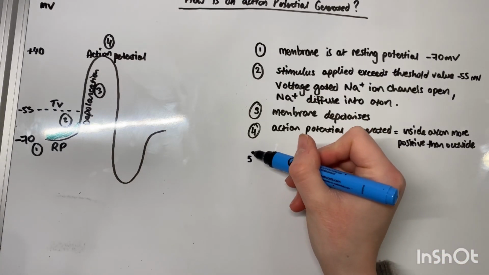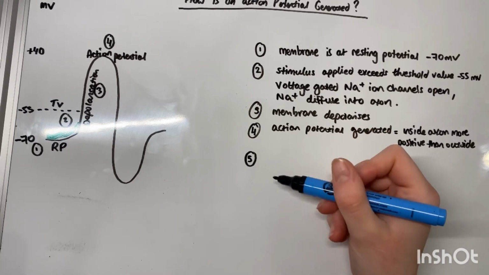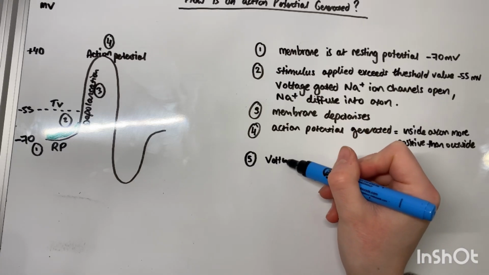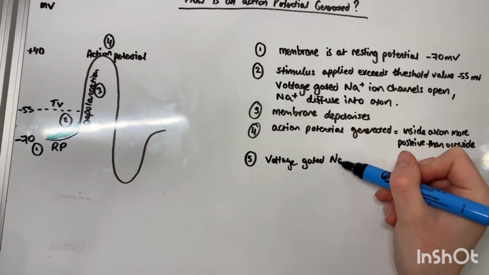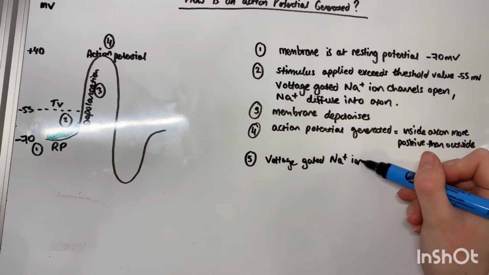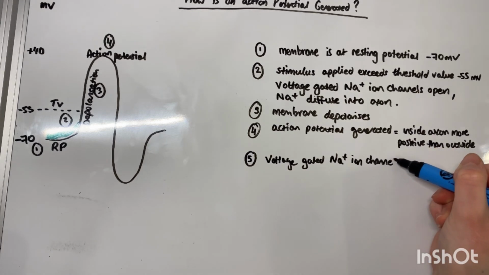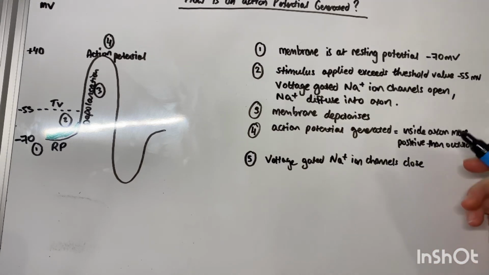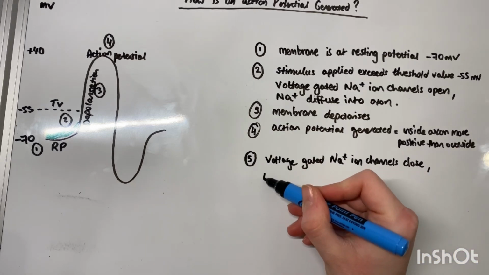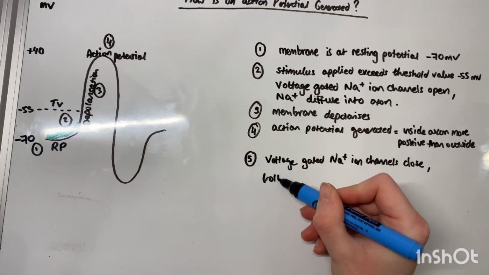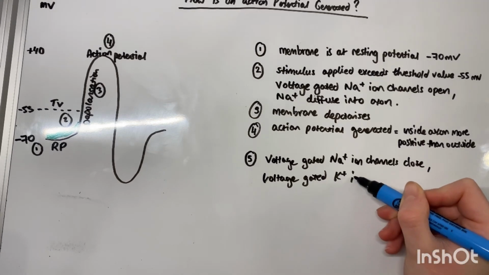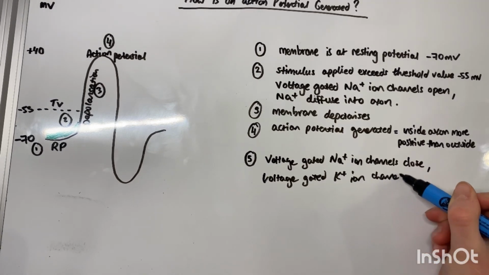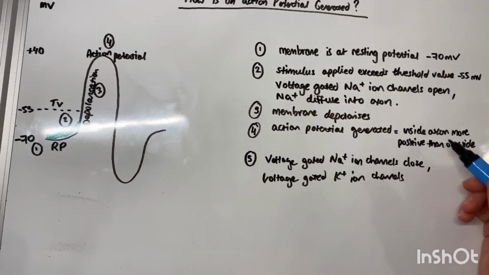So now that the axon has reached an action potential and it's been generated, we need to think about bringing the membrane back to its original resting position of the minus 70 mV potential difference. And the membrane does this by closing the sodium ion voltage gated channels and opening the potassium ion voltage gated channels. This allows for the potassium ions to diffuse out of the membrane, causing repolarization of the membrane, so the inside is more negative now than the outside.